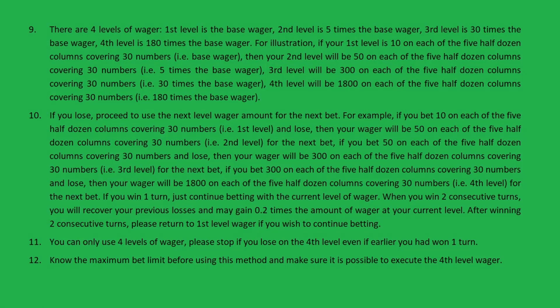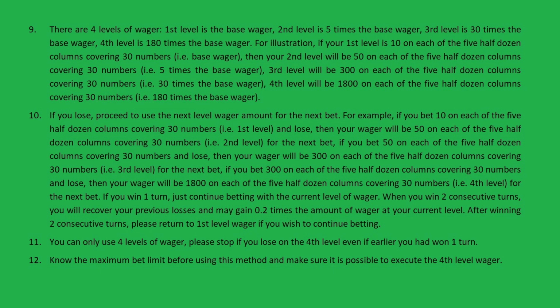9. There are 4 levels of wager. First level is the base wager, second level is 5 times the base wager, third level is 30 times the base wager, fourth level is 180 times the base wager. For illustration, if your first level is 10 on each of the 5 half dozen columns covering 30 numbers, i.e. base wager, then your second level will be 50 on each of the 5 half dozen columns covering 30 numbers, i.e. 5 times the base wager.